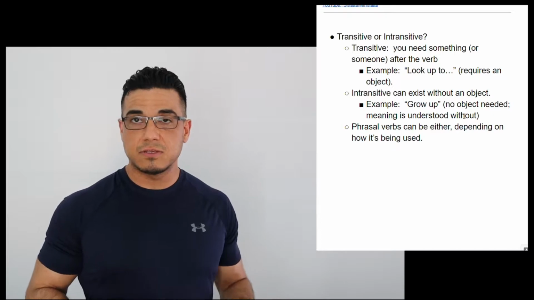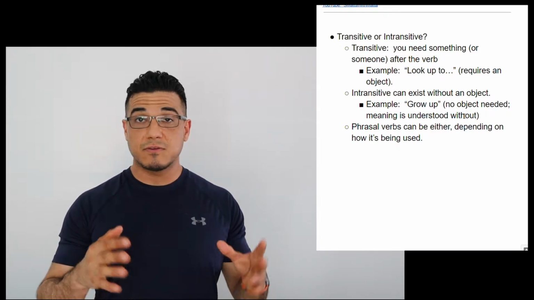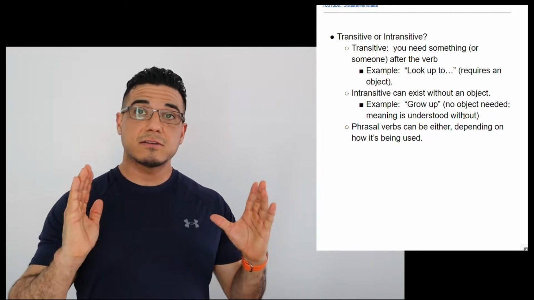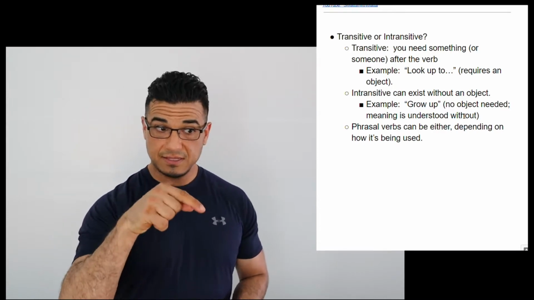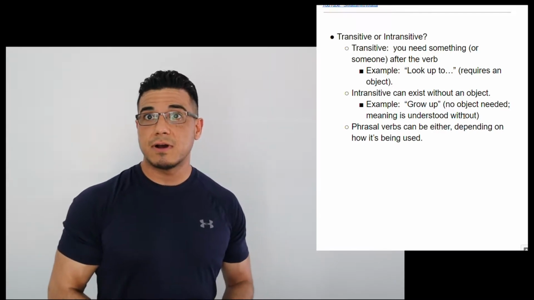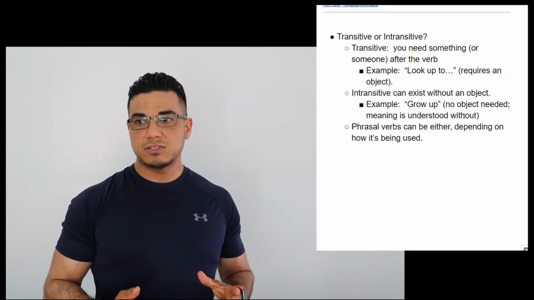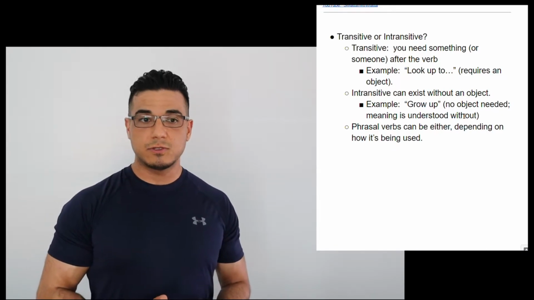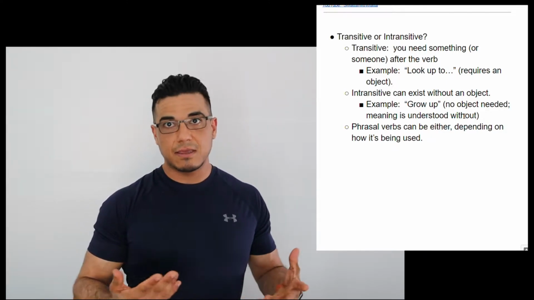Opposite of that is what's known as intransitive. This is where the verb phrase itself, or the verb, can exist on its own. It doesn't require an object whatsoever. The example I give here is to grow up. So grow up as a phrasal verb means to mature, right? Or to become aged in some way. And it doesn't, again, require that object.